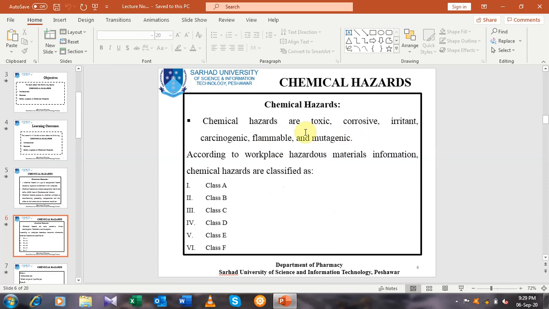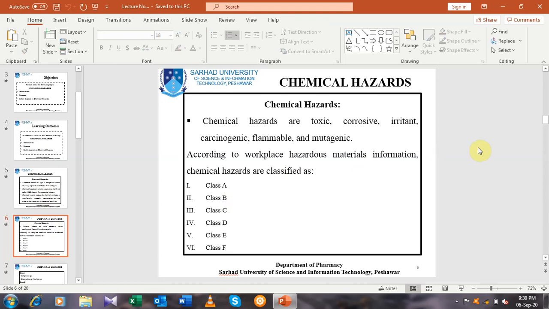According to the Workplace Hazardous Materials Information System, chemical hazards are classified into the following six classes. The first is class A, the second is class B, the third is class C, and so on, and the fourth, fifth, and sixth are respectively classified as class D, class E, and class F. From class A to class F, hazardous materials or chemicals are classified. These are the six categories according to Workplace Hazardous Materials Information.